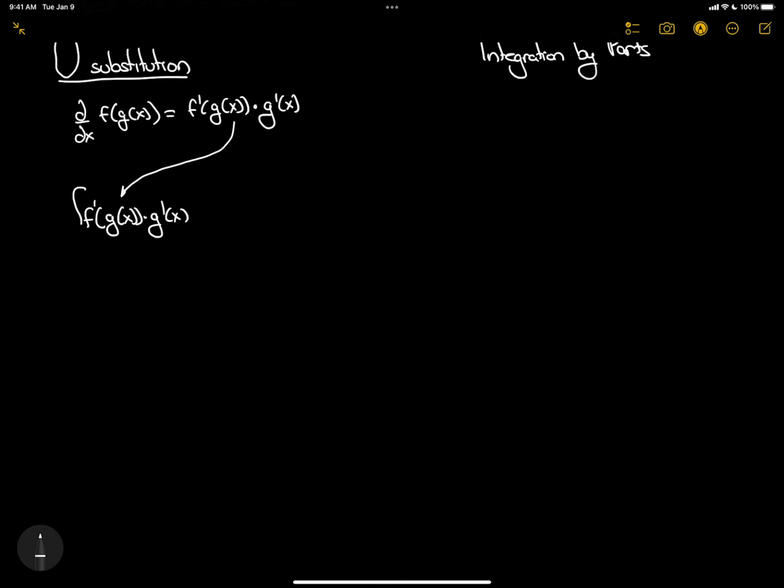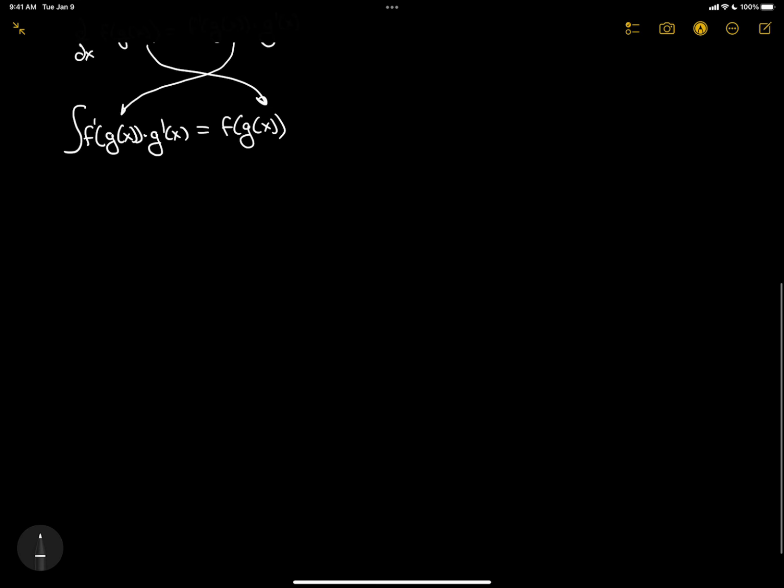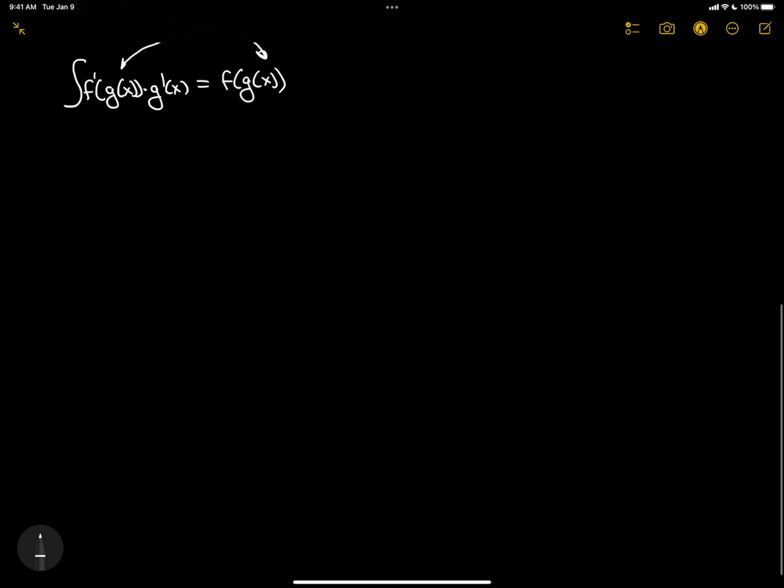If I take the integral on the left-hand side here, remember if I take the integral of a derivative here, that's going to cancel each other out, and I'm just left with my original function here. All right, so this is a really, really important rule here to remember. By doing this here, we can use this rule to help us simplify some of our basic integrals really, really quickly. Let's take a look at this first example here.